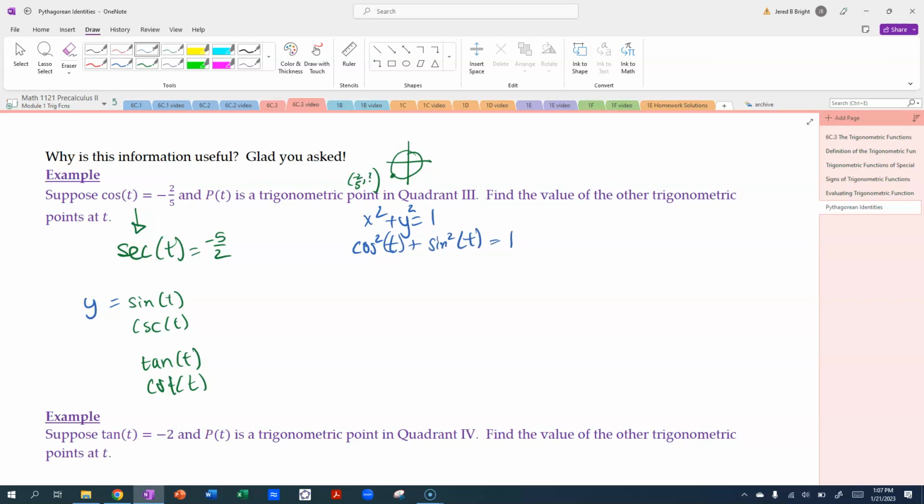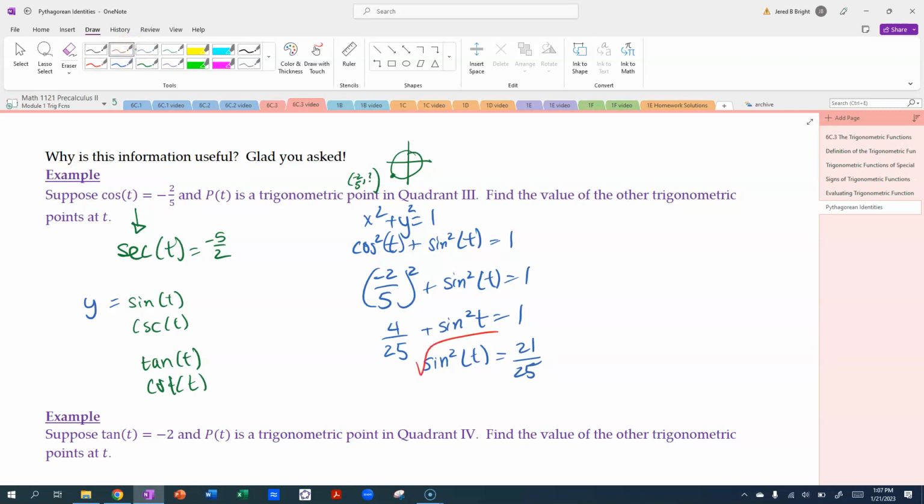Okay, and I know what x is, right? X is cosine, and cosine is -2/5. Let me write that bigger. -2/5 squared. And then sine squared of t is equal to 1. Okay, go through the arithmetic. 4/25. Oops. 4/25 plus sine squared of t is equal to 1. Move that over. Sine squared of t is equal to 21/25. Okay, and then I introduce a square root.